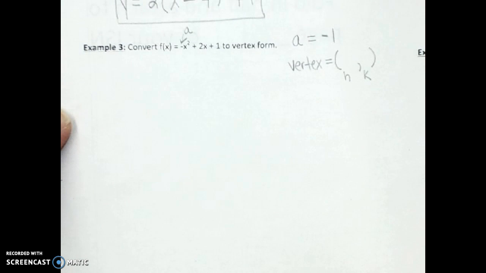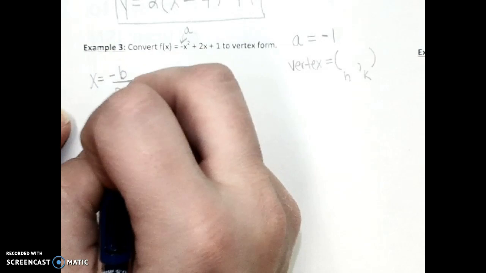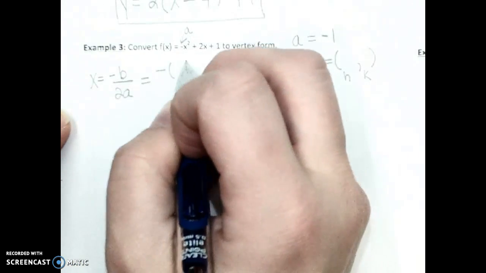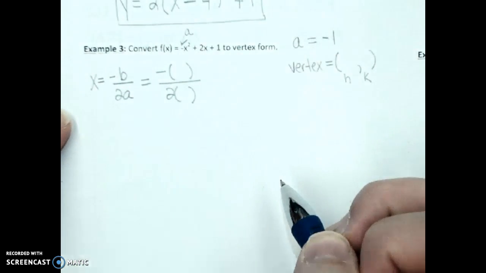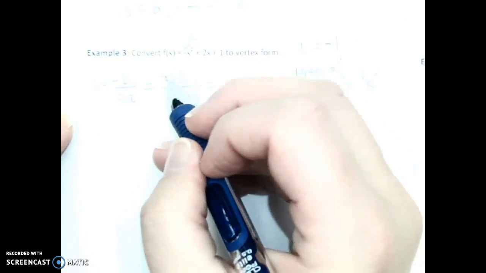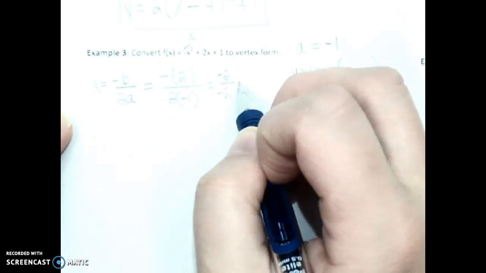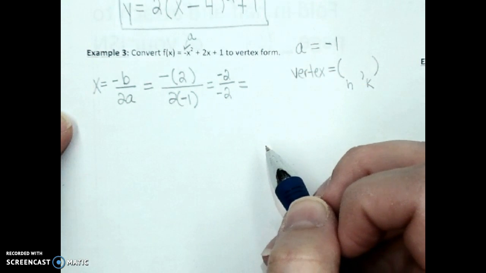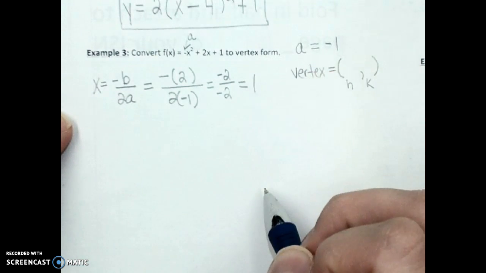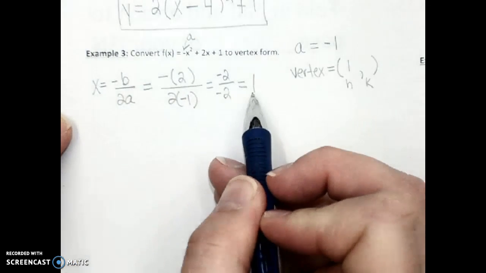I need to find the vertex. X equals negative b over 2a. Negative b. B is 2. A is negative 1. Negative times 2 is negative 2. 2 times a negative 1 is a negative 2. What is negative 2 divided by negative 2? It's a positive 1. That's the x-coordinate. X equals 1.